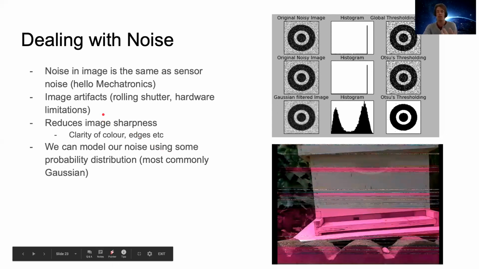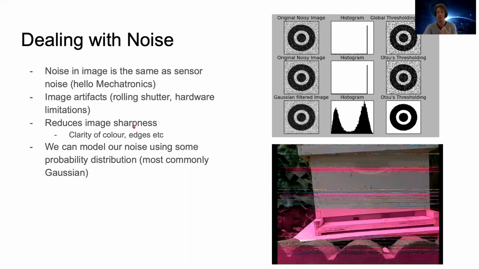If you have noise in an image, it generally reduces the sharpness of the image. It reduces the clarity of the color. You've got little specks in it, little blues, little reds, little greens around, or in grayscale, lots of little gray dots lying around. And it reduces the clarity and sharpness of the edges, which is something we want to avoid because we're going to use edges later on to try and identify what an object might be.